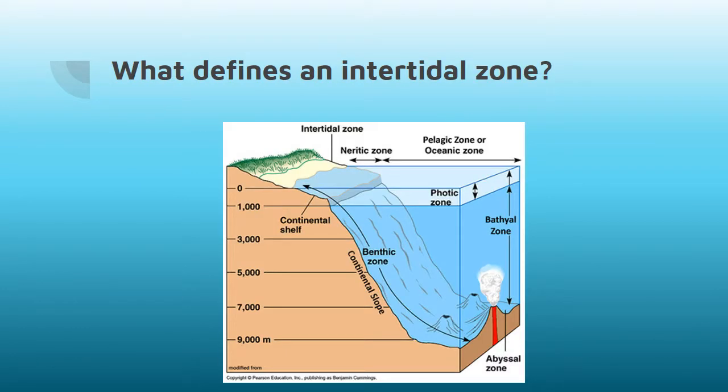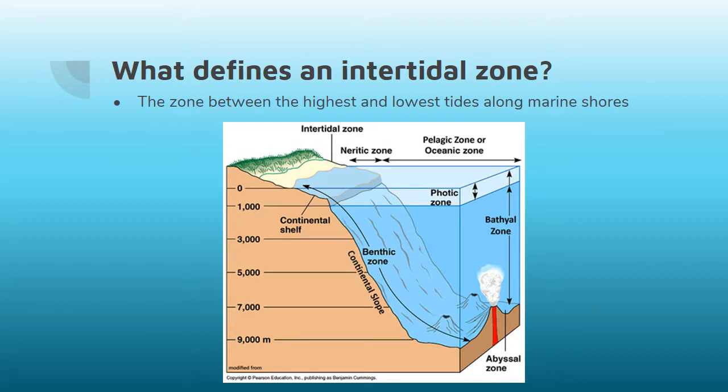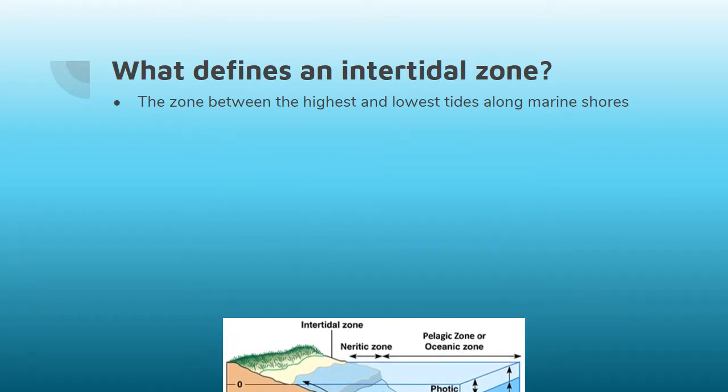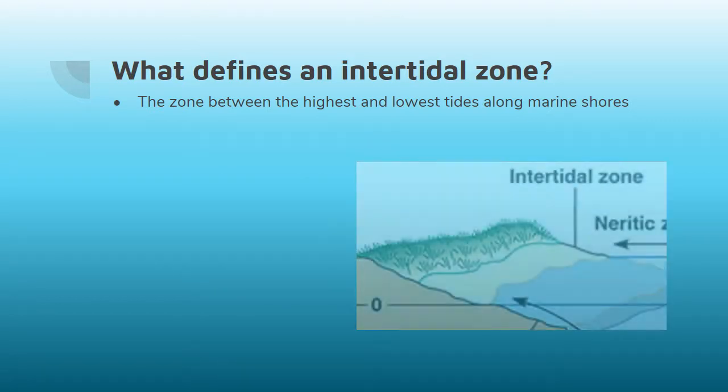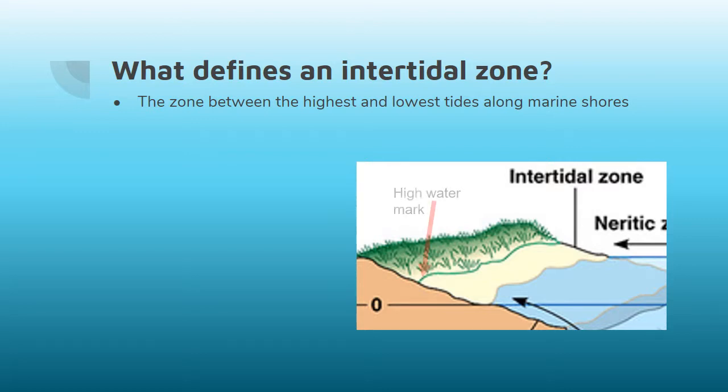So what defines an intertidal zone? An intertidal zone is the zone between the highest and lowest tides along marine shores. Just to zoom in on that image here, we have the intertidal zone, and here is how high the water will come up, which is called the high water mark, and that would be how far the water would come up at high tide. And the low water mark here is how low the level would be at low tide.